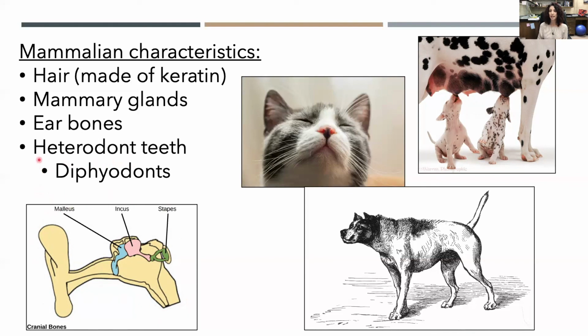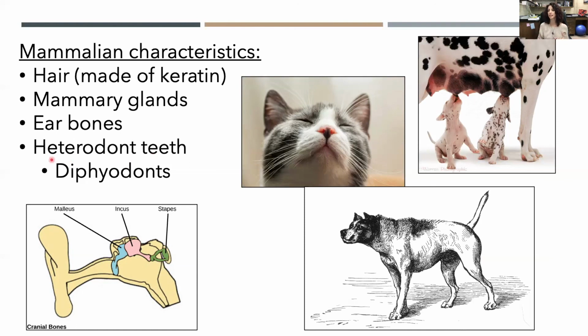Specifically, we as mammals are characterized as having heterodont teeth. What this means is that we have different types of teeth serving different functions. So we have different types and shapes of teeth, like our incisors, our canines, our premolars, and our molars, instead of just one type and shape of tooth.